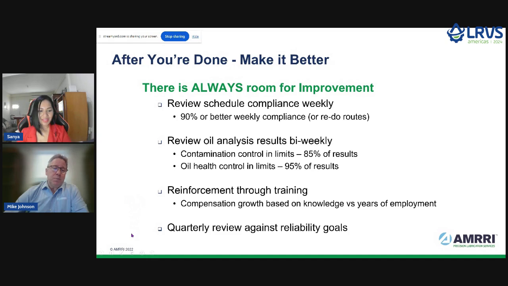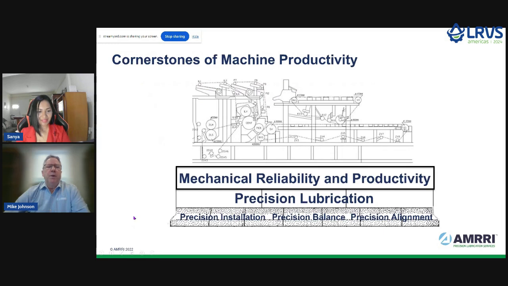And then you should look at your program on a quarterly basis to compare against your existing reliability goals and see if you're still moving in the right direction.